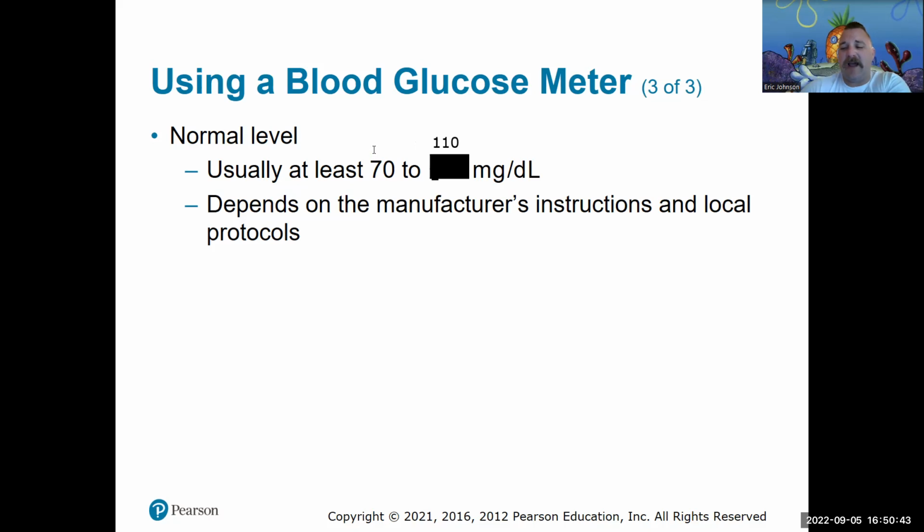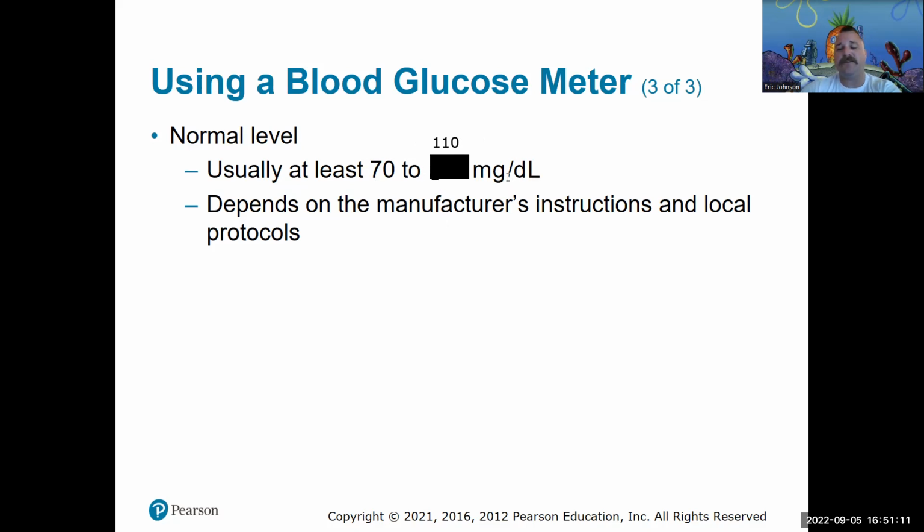Below 70 is going to be hypoglycemic. Above 110 is not considered hyperglycemic, but as we start to approach 130, 140, 150, that's where we start to get into hyperglycemia. We're going to spend an entire chapter talking about this, so don't get too hung up on the numbers yet. Just write down that a healthy operating range is between 70 at the low end to 110 at the high end. And we're measuring the milligrams per deciliter.